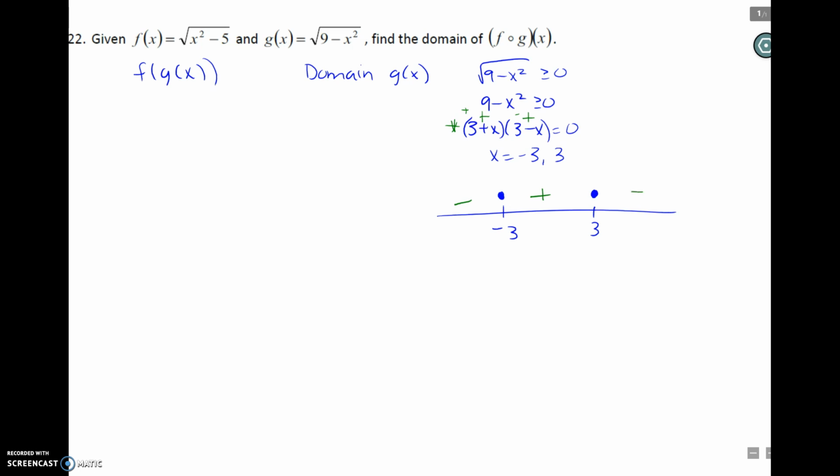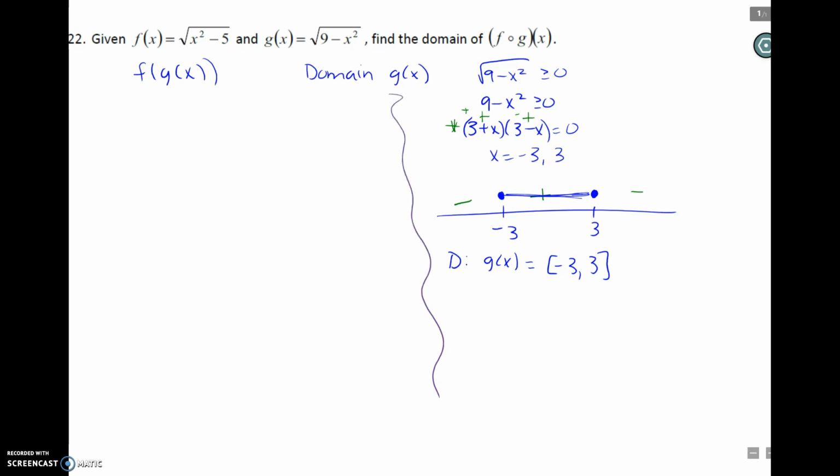So my domain of g of x is from negative 3 to positive 3. Okay, it's just this section right in here that was positive. Now I can go ahead and do the composition, do f of g of x, figure out what the entire thing is, and then figure out the domain of that, and then see where they overlap.